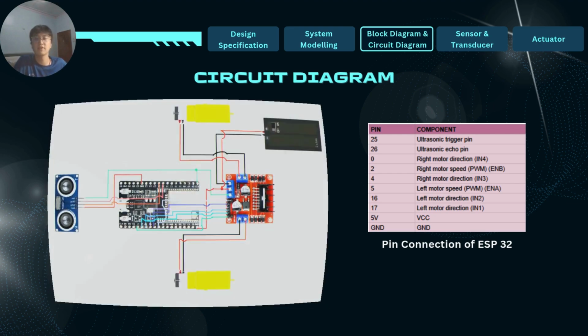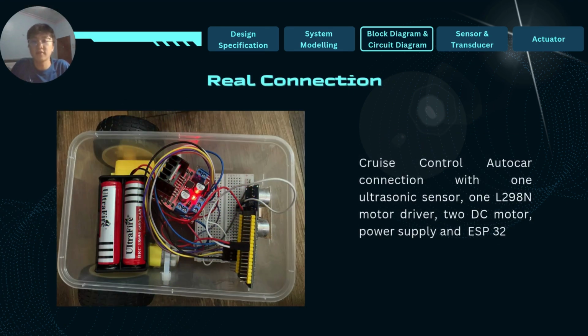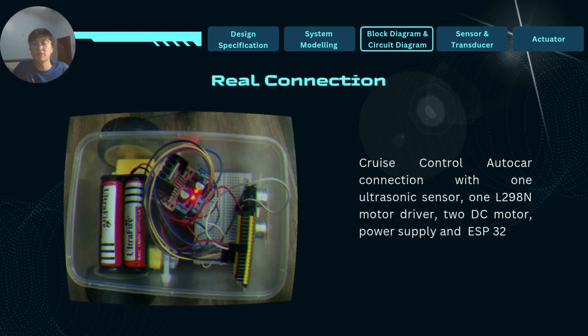So that's all for the circuit diagram. Okay, so now is the real connection for our cruise control auto car. From the diagram, we can see the connection with one ultrasonic sensor, one L298N motor driver, two TT DC motors, the power supply, which is two BLC brand batteries with 6800 mAh, and also the controller hardware, which is the ESP32.